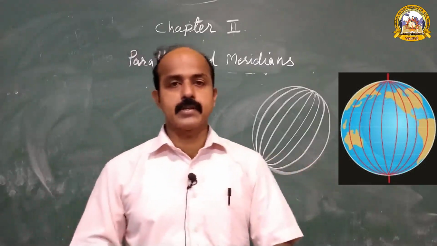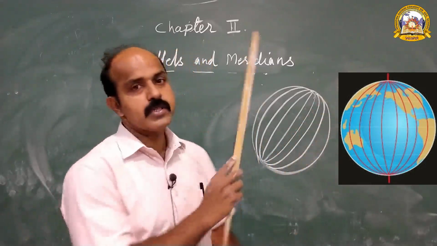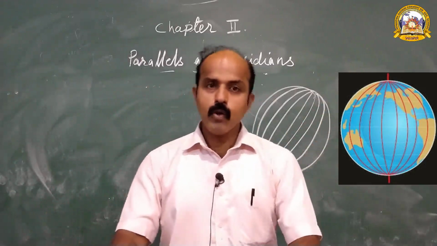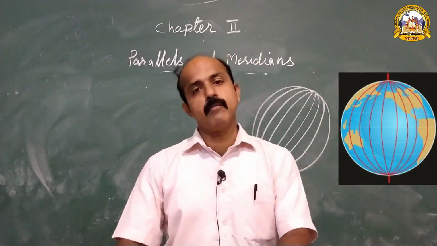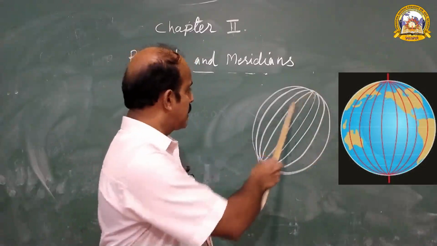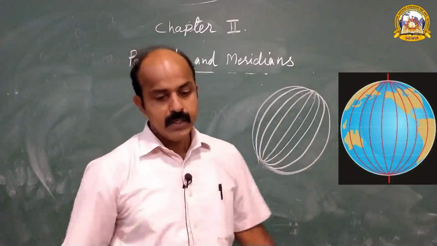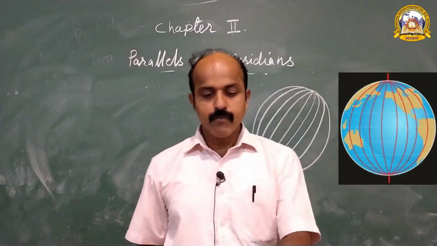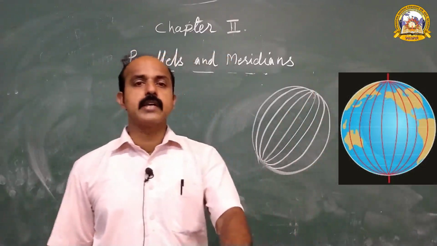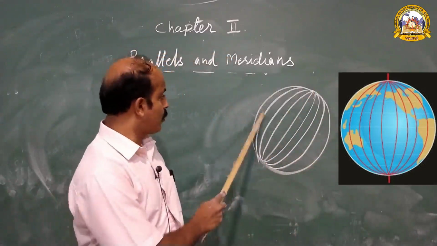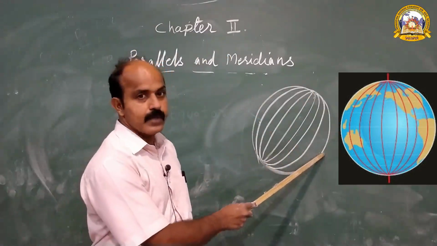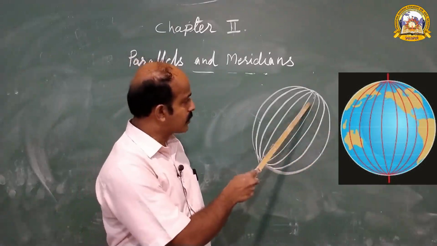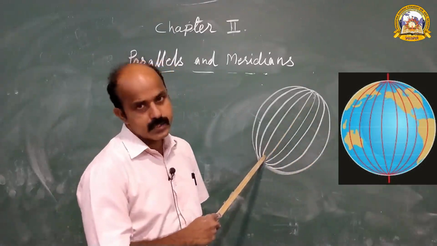Important features of meridians. What are the important features of these meridians? All meridians are of the same length. The maximum distance between 2 meridians is at the equator. As I told you, here is the equator that divides the northern hemisphere and the southern hemisphere.